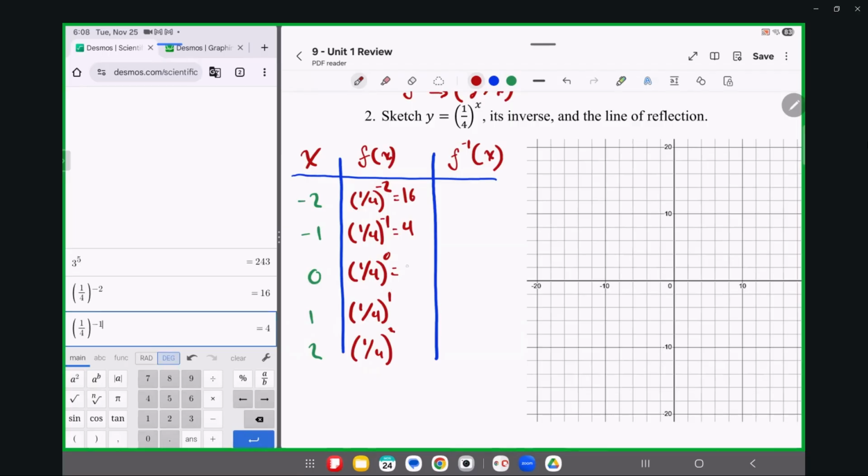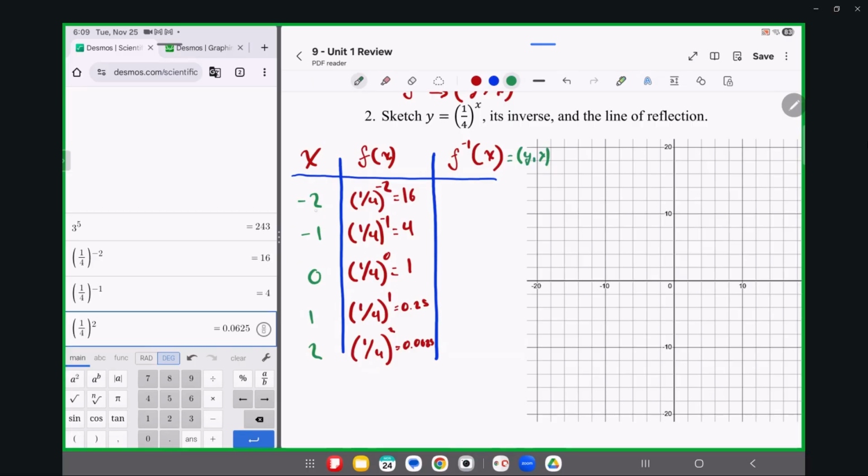So 1/4 to the power of 0 is going to be 1. 1/4 to the power of 1 will be 0.25, and 1/4 to the power of 2 is going to be 1/16, which as a decimal is going to be 0.0625. Okay. And now, in terms of our inverse coordinate, remember this is just going to be y comma x.